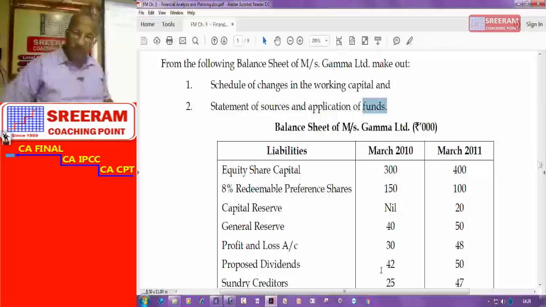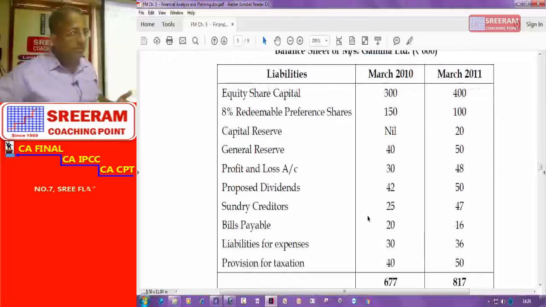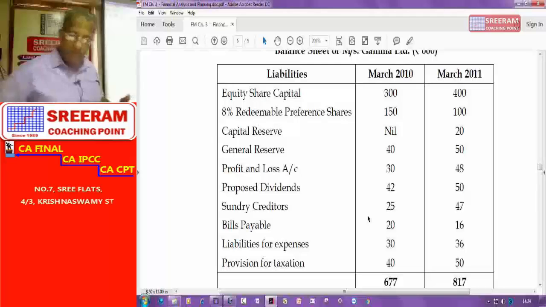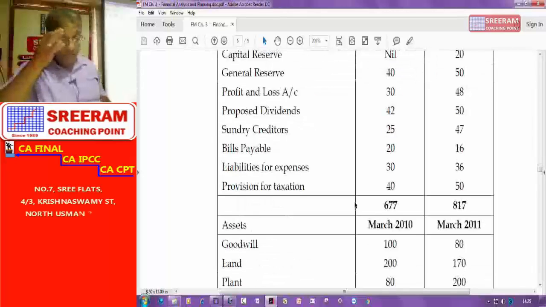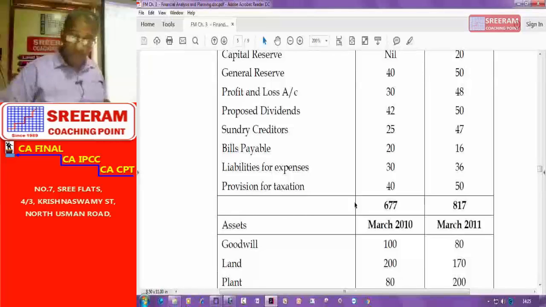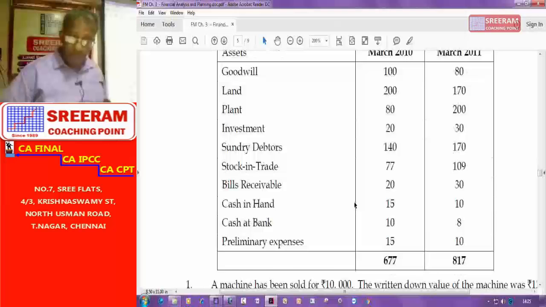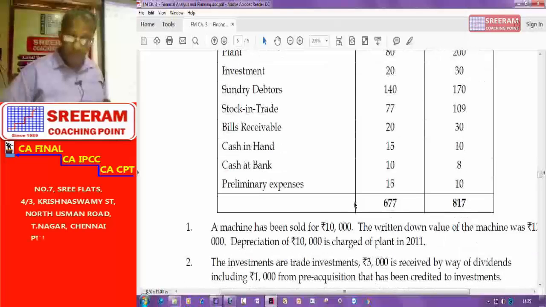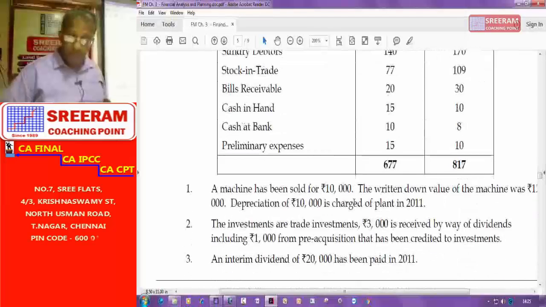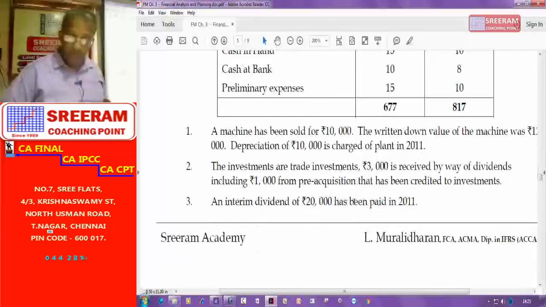Balance sheet of Messrs. Gamma Limited, 10,000. Equity share liabilities, equity share capital, 8% redeemable preference shares, capital reserve, general reserve, profit and loss account, proposed dividends, sundry creditors, bills payable, liabilities for expenses, provision for taxation. Assets, goodwill, land, plant, investment, sundry debtors, stock and trade, bills receivable, cash in hand, cash in bank, preliminary expenses.